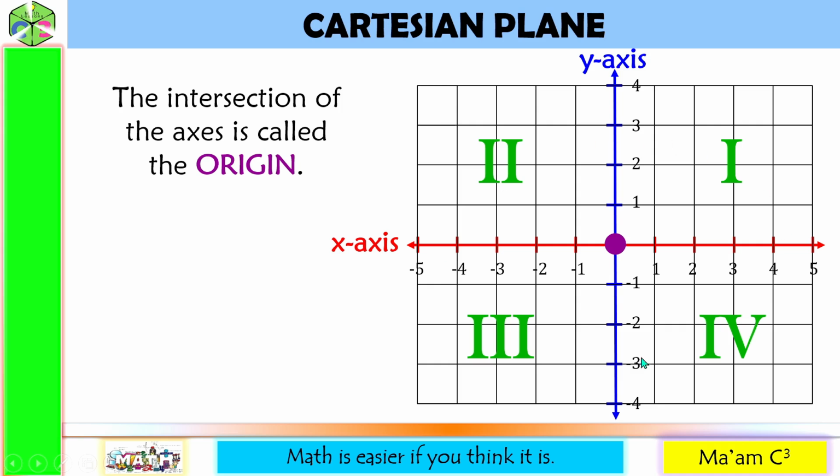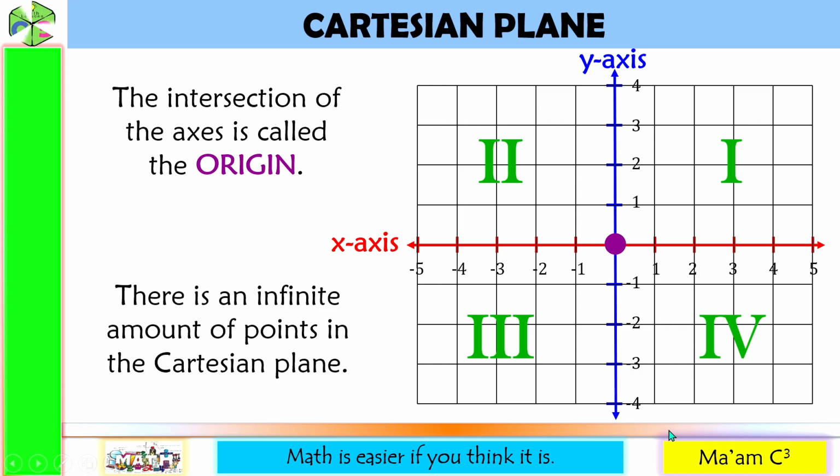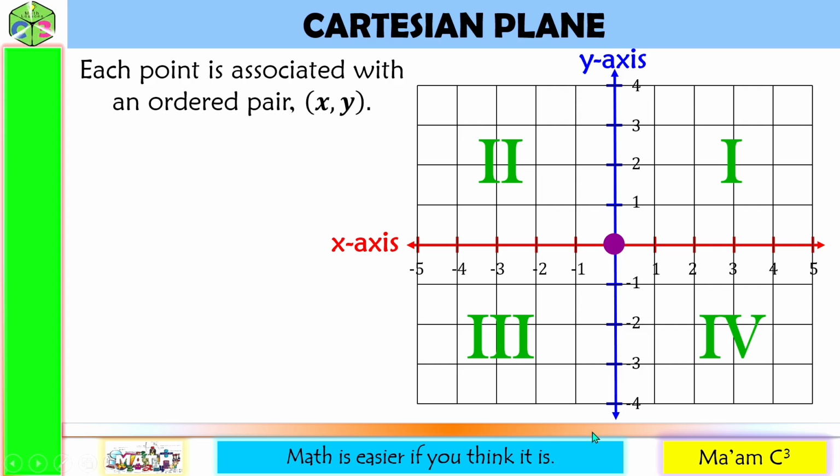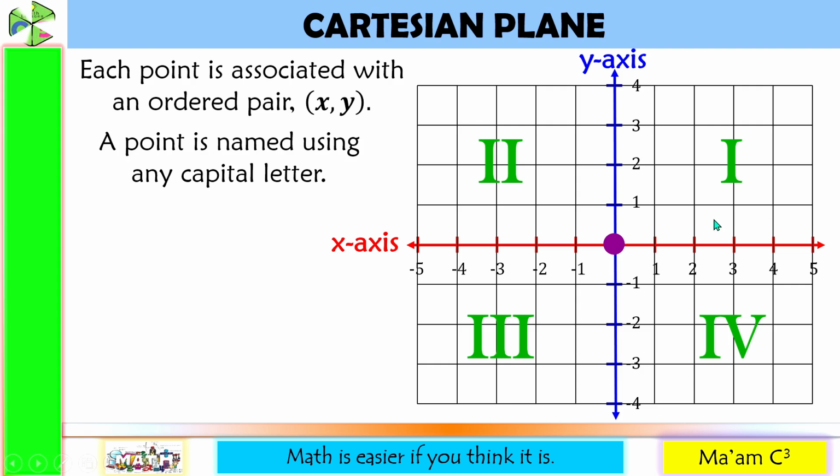You can create an infinite number of points in a Cartesian plane. Let's make a point here. Let's also have one here, here, there, and many more. Infinite number of points in a Cartesian plane. Each point is associated with an ordered pair (x, y), and we name a point using any capital letter. Let us take, for example, this one. This is point A with ordered pair (x, y). This is point B. This is point C, while this one is point D.